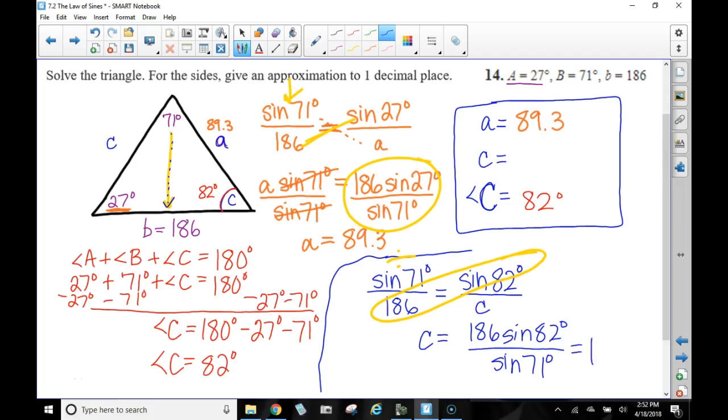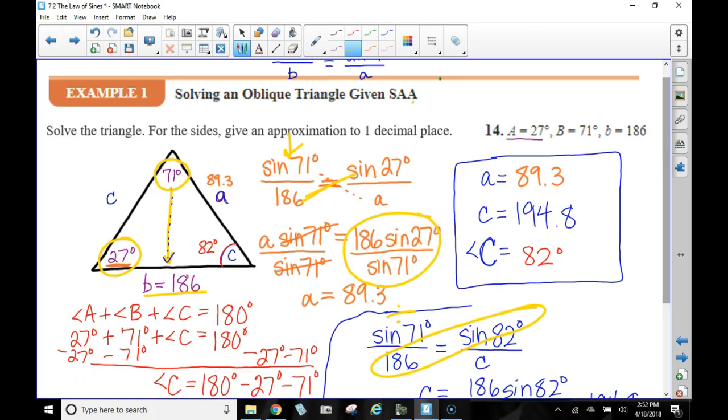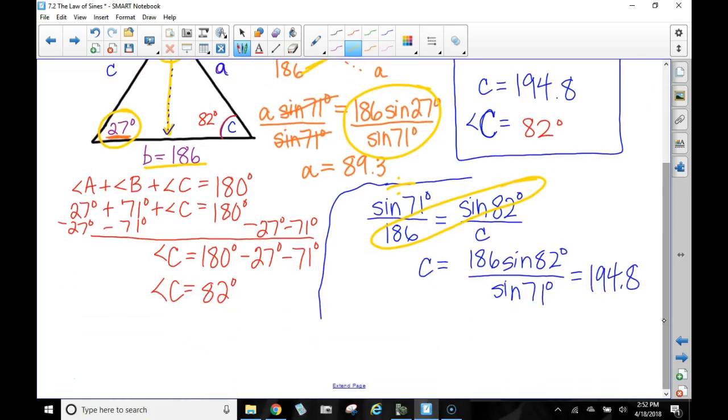Which when you crunch that is 194.8. This was an example of what was given: angle, angle, side, or side, angle, angle. We use the law of sines.